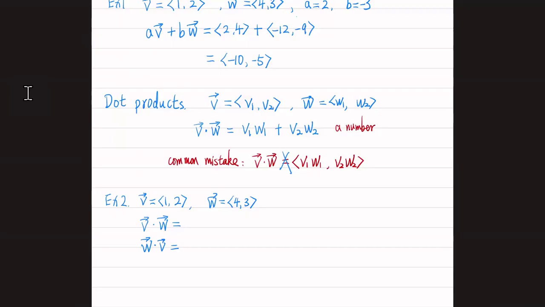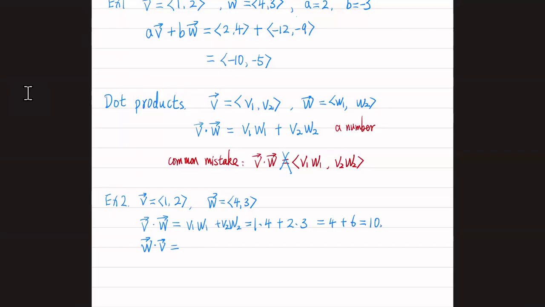Amy, where do we start? You want to do V1 W1 plus V2 W2. I think that's 10, to be honest. Yeah. It's going to be 1 times 4 plus 2 times 3. Wrong order.